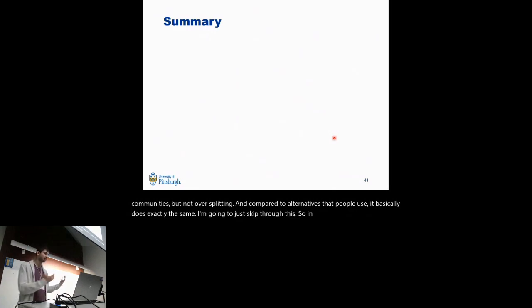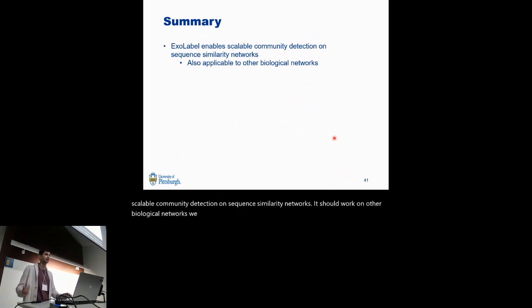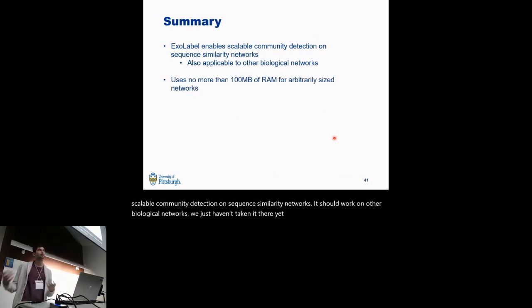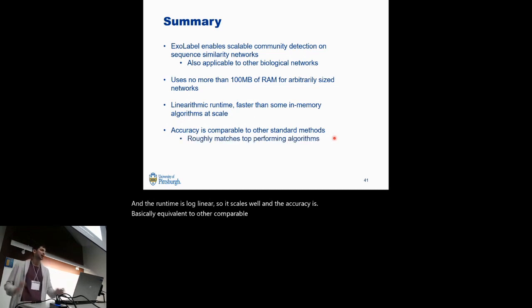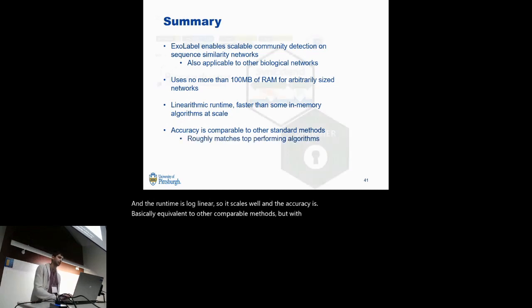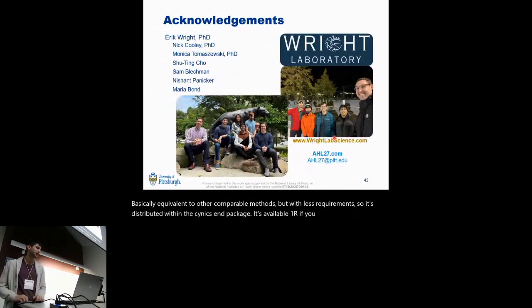So in summary, this enables scalable community detection on sequence similarity networks. It should work on other biological networks. We just haven't taken it there yet. It uses about 100 megs of RAM. Actually, since I wrote this, it's down to about 60 megs. And the runtime is log linear, so it scales well. And the accuracy is basically equivalent to other comparable methods, but with less requirements. So it's distributed within the SynExtend package. It's available on R. If you have questions, please talk to me later.